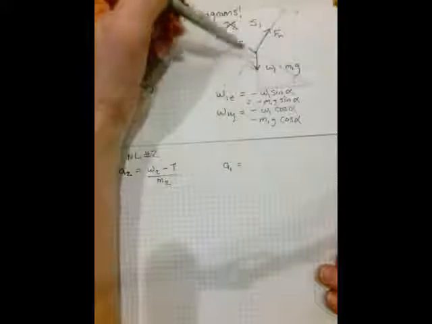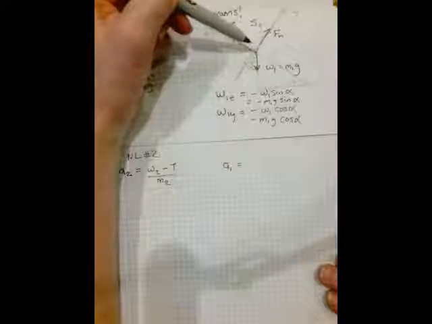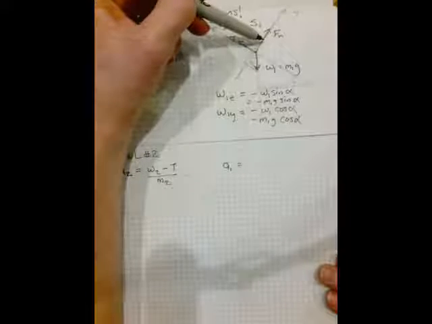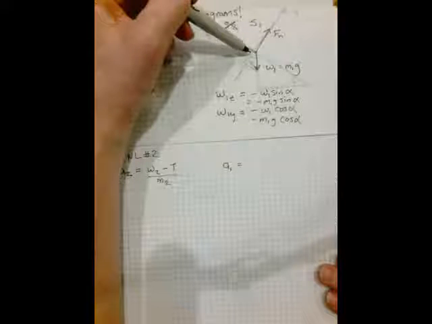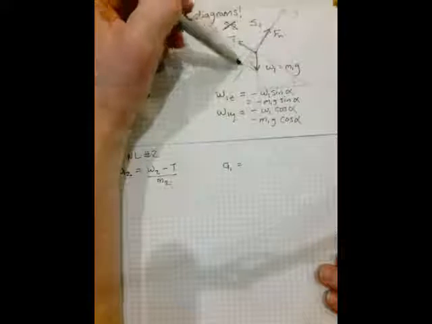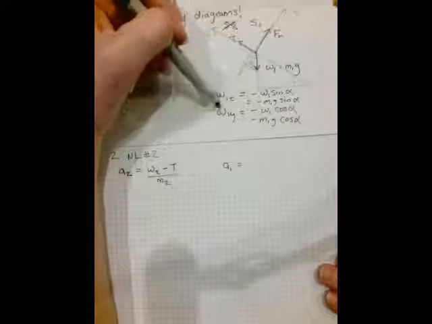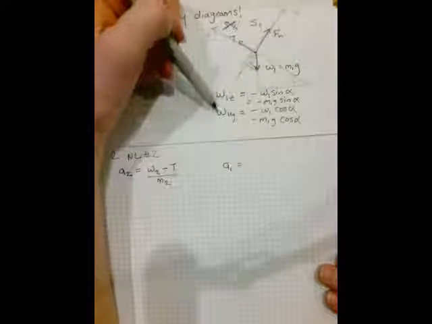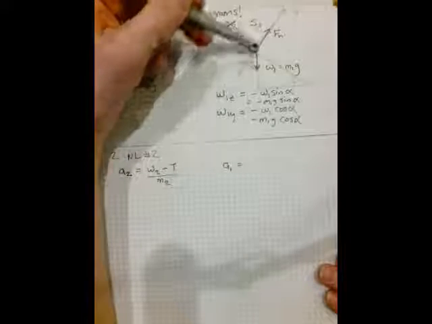And I neglected to talk about this earlier, but we expect block 1 to stay on the plane, so the normal force has to be equal and opposite to the y component of the weight. So these two forces are equal and opposite, not because they're action-reaction forces, but because the block stays on the plane, doesn't accelerate in the y direction.